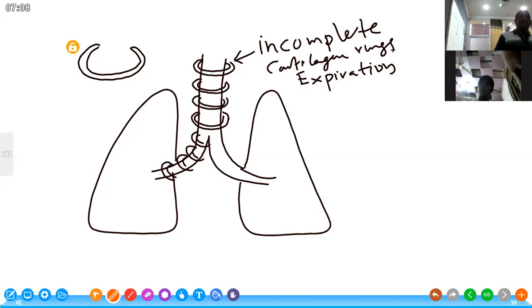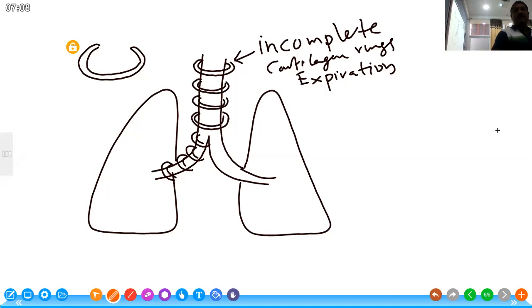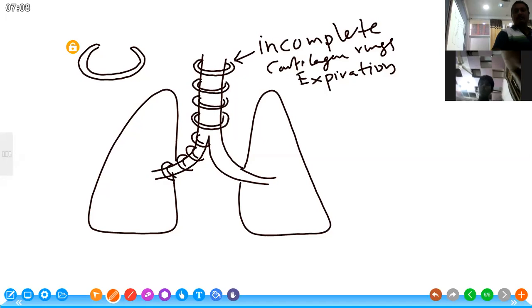Then the question number 10, there is a printing mistake. The structure is not esophagus, it should be corrected as: what structure is found around the trachea? What is the function of it? Incomplete cartilaginous rings.